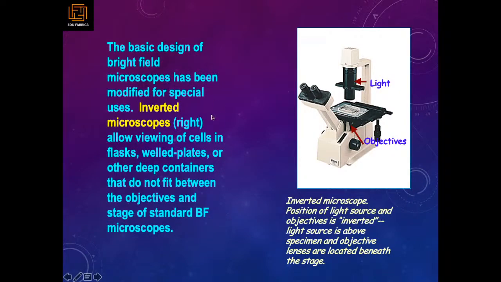This bright field microscopy could also be modified, and that is called an inverted microscope, which we can see in the right figure. Here the light source is from the top, and the objective is inverted. So the objective lenses are at the bottom, and the eyepiece is towards your eyes, binoculars. So that's the inverted microscope.